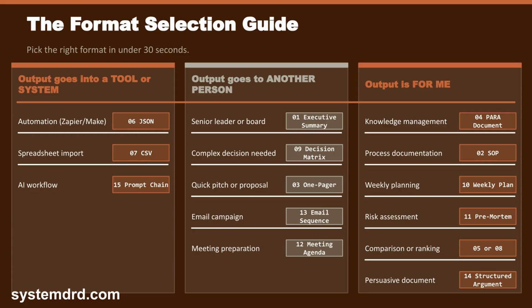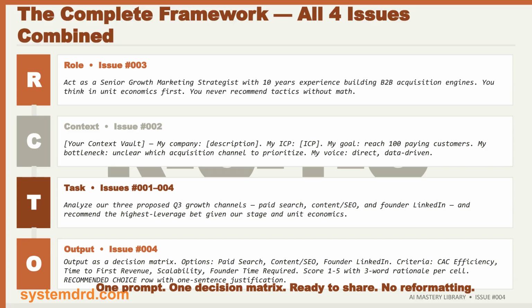Once you've run this decision a few times, it becomes automatic. You answer the question before you open an AI chat. That reflex is now part of how you think about prompting, the same reflex we built for role selection in issue 3. This is the complete RCTO framework. All 4 issues, 1 prompt.